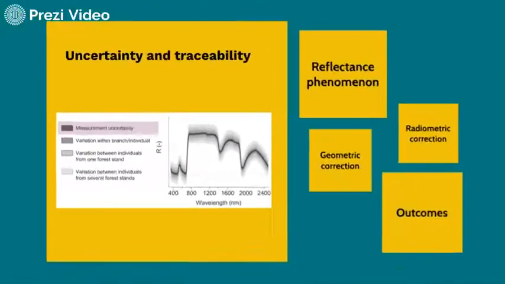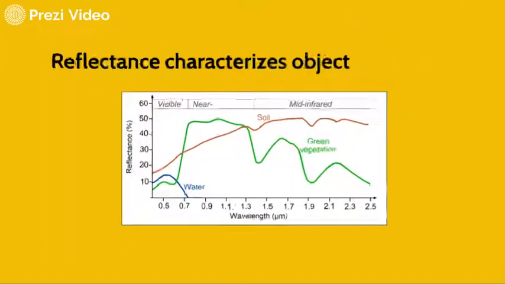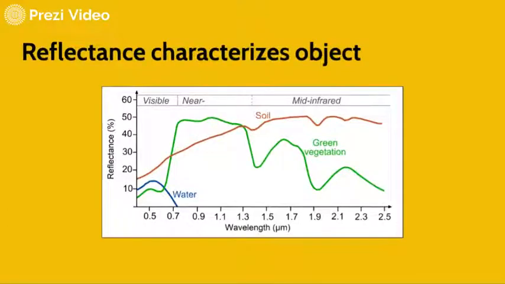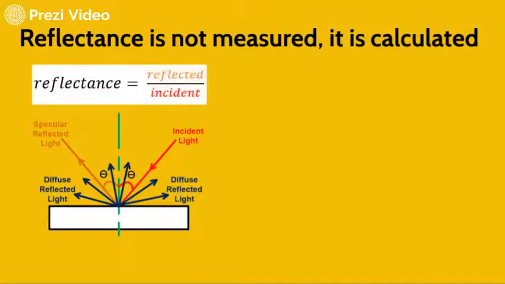Uncertainty is an inevitable component of any measurement, but we have to understand how large the measurement uncertainty is. First, we have to understand what we are measuring. We usually say that we measure reflectance, and reflectance spectral signatures of different components are different. But this is wrong. We never measure reflectance. We calculate it. What we measure is actually incident light and reflected light, and the ratio of those two is reflectance.